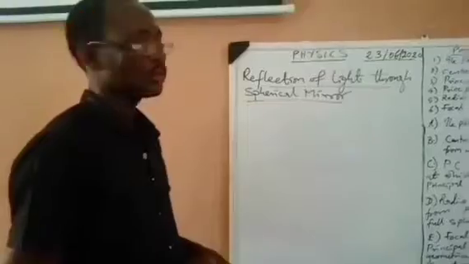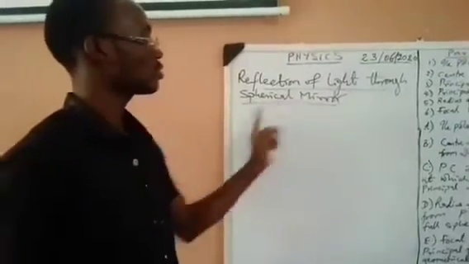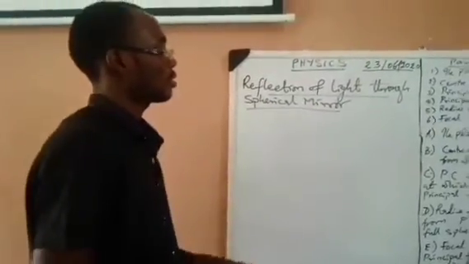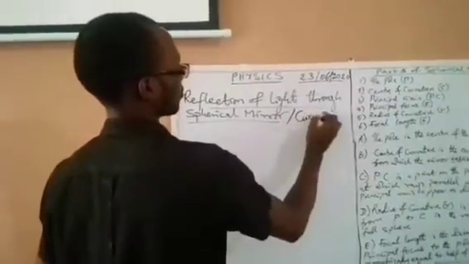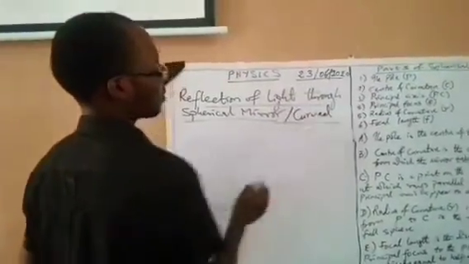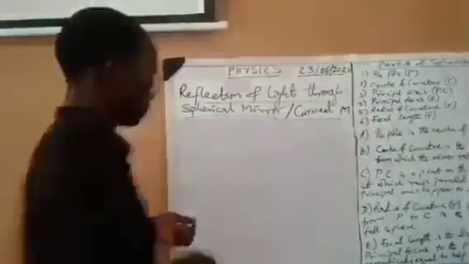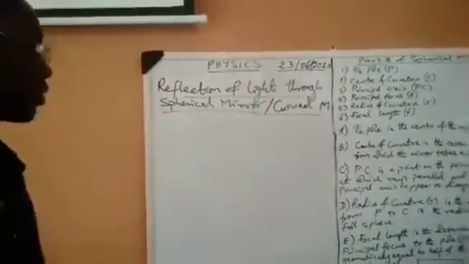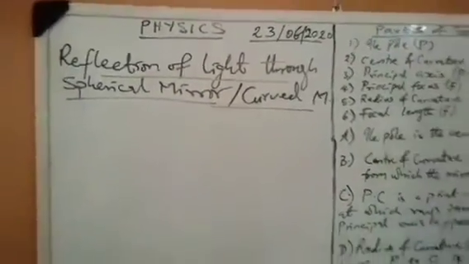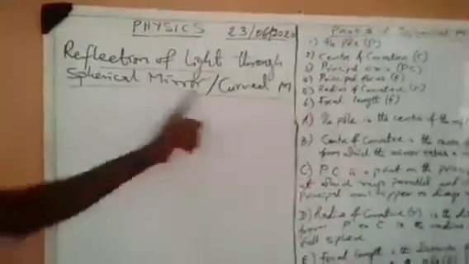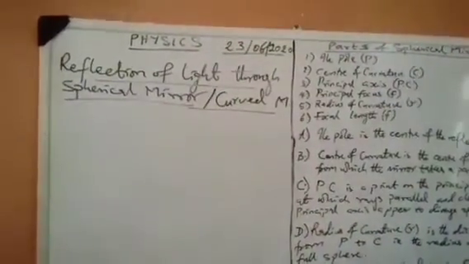This morning we shall be looking at reflection of light through spherical mirror, or you can call it curved mirror. Spherical or curved mirror. In our previous lesson we also looked at reflection, but on plane mirror. And then we touched a lot of things while we were looking at that. So today we are going to be looking at the curved or spherical mirror.